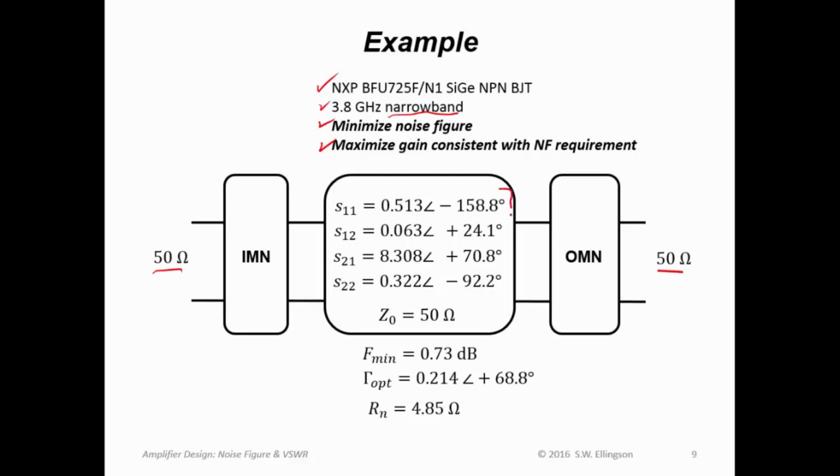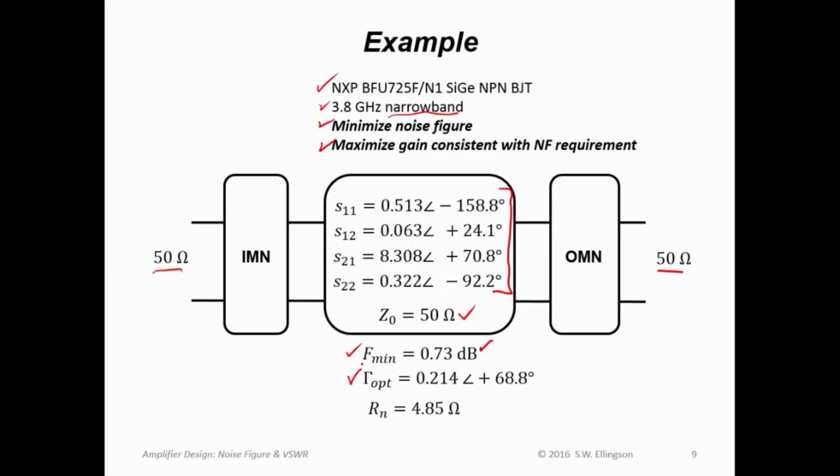Here are the S parameters of that transistor in common emitter configuration for a set of bias conditions, which I'm not showing here. I'm simply showing the S parameters. The reference impedance is 50 ohms. And then from the same data sheet, I can pull out these three parameters. The minimum noise figure, which is 0.73 dB. What that tells me is that there is no way I can get a noise figure less than 0.73 dB out of this transistor. That's the best I can do.